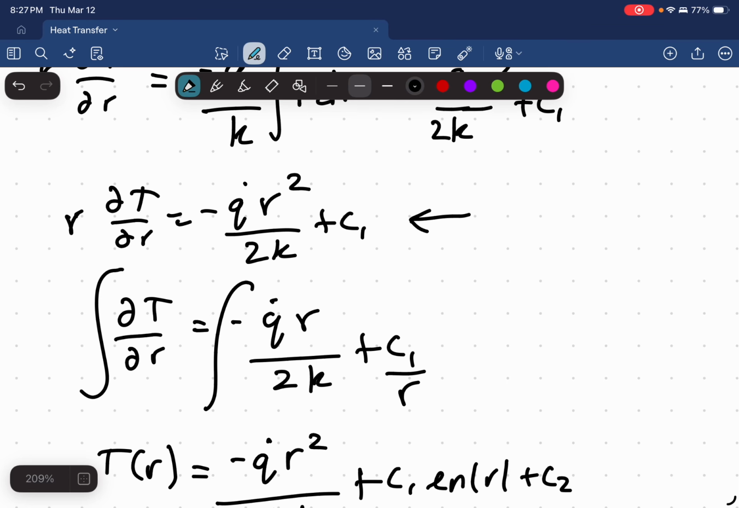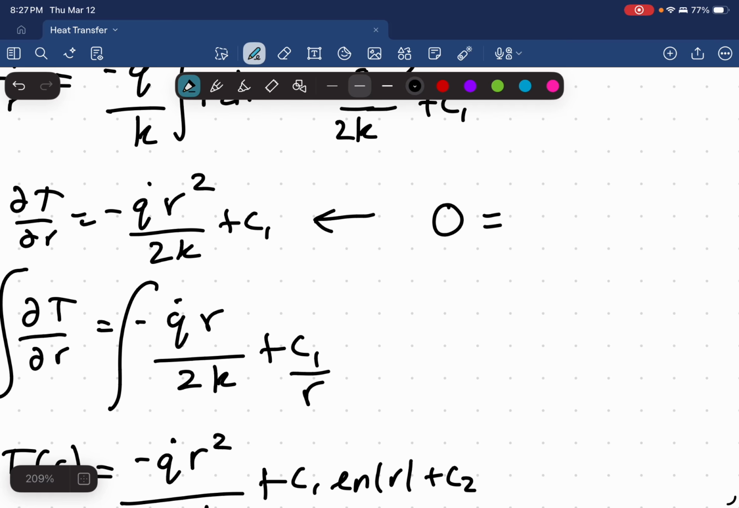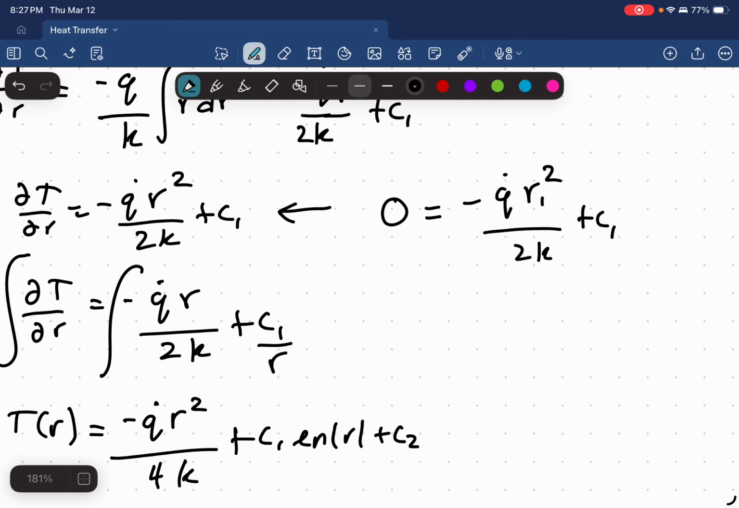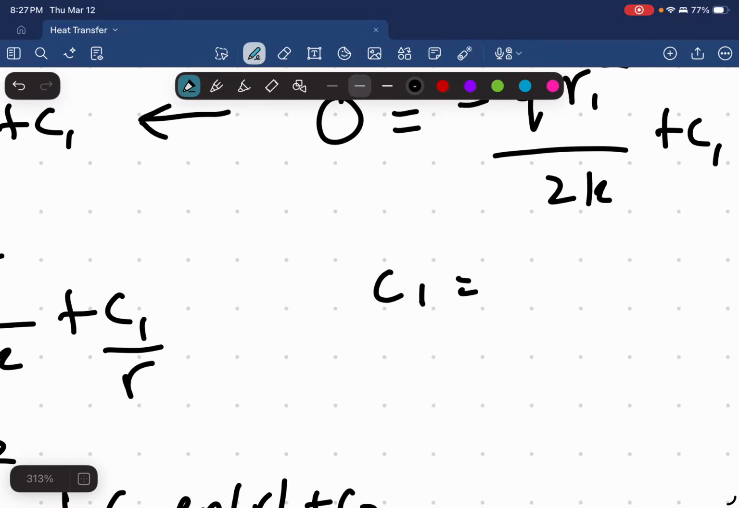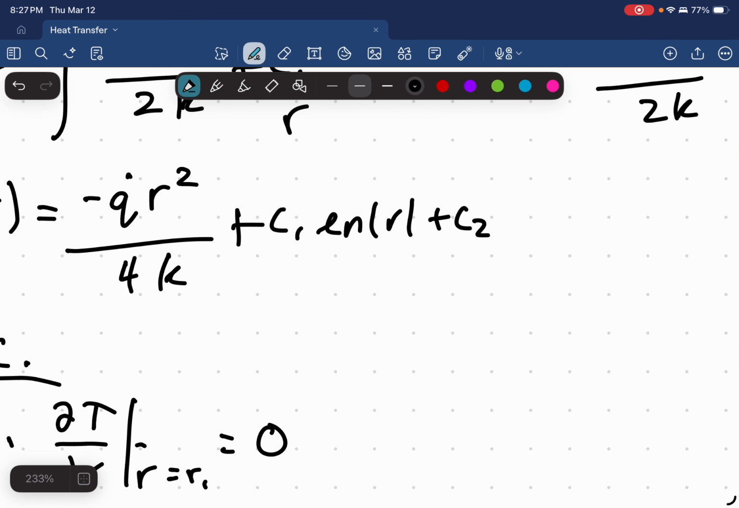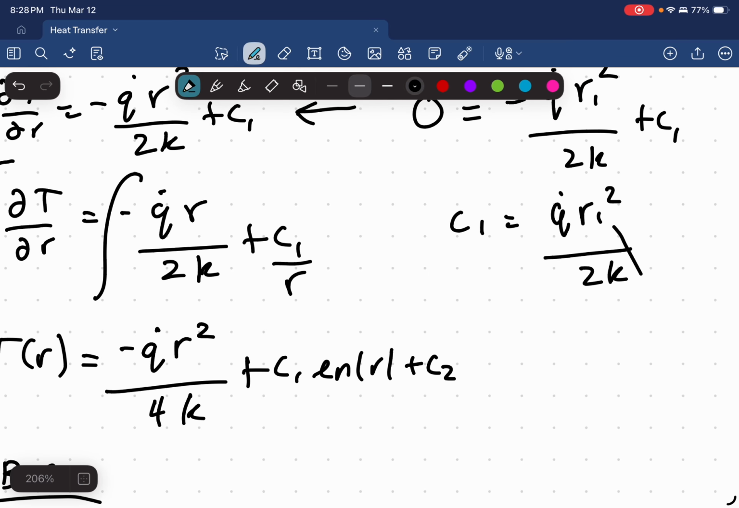So this dT over dr is going to go to 0. So we're going to say that 0 is equal to negative heat gen R1 squared over 2k plus C1, because we're substituting in R1 for everywhere there's an R, and now we're going to solve for C1. So C1 is just equal to the positive of this expression. And now we use this C1, and we're going to substitute it into this right here, where it's paired up with the natural log.